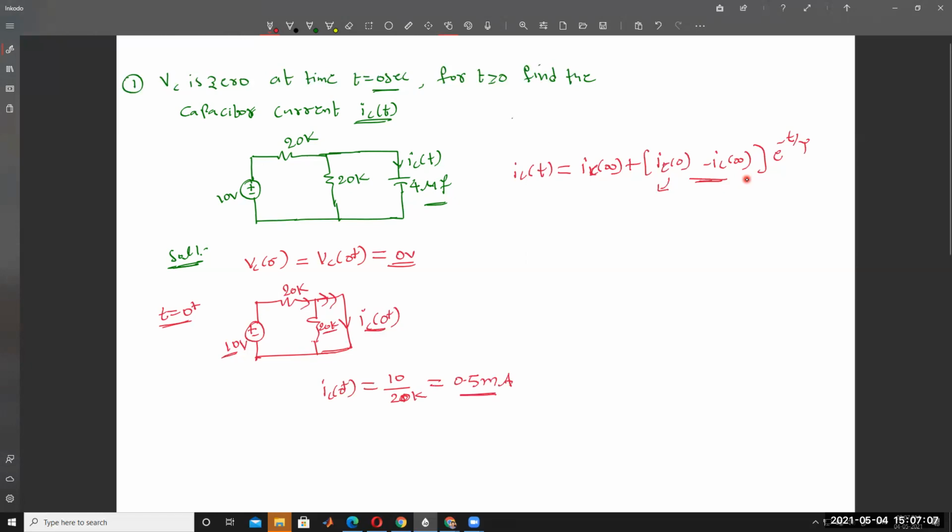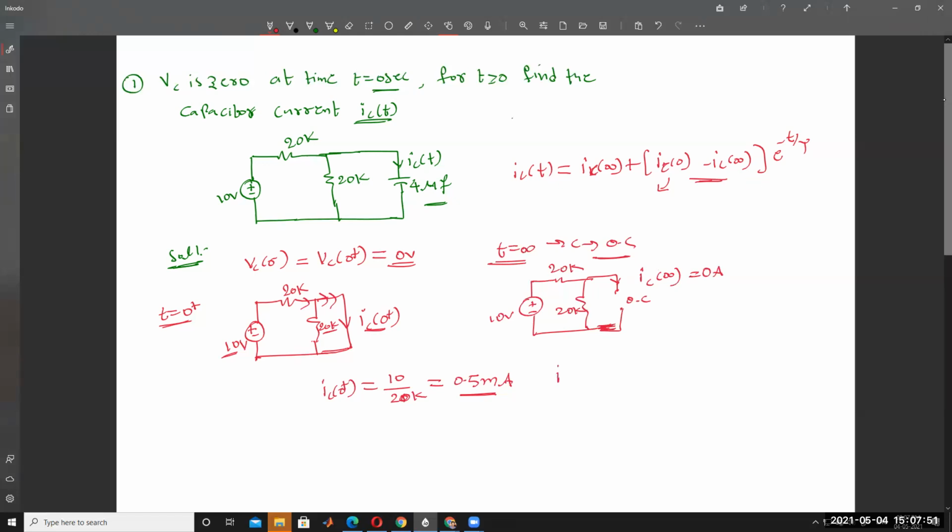And then we need to find IC of infinity. Under steady state condition, what is the current flowing through the capacitor? At t equal to infinity, the capacitor will act as an open circuit. The circuit will be like this: 20 kilo ohm resistor, 20 kilo ohm resistor, and the capacitor acting as an open circuit. That's why the current flowing to the capacitor is 0. So 10 volts, 20k, 20k. Under open circuit condition, IC of infinity is equal to 0 amps.